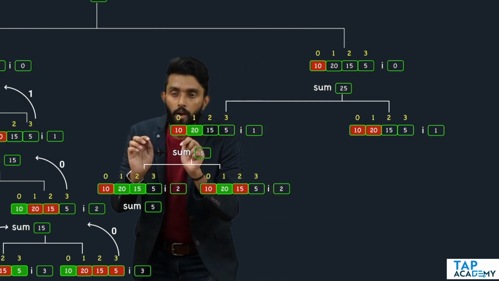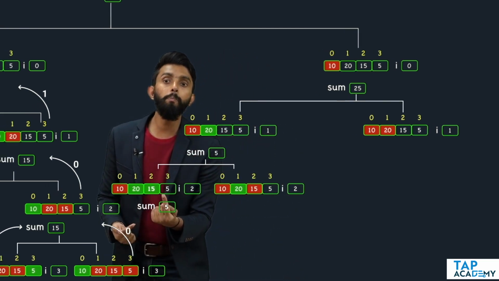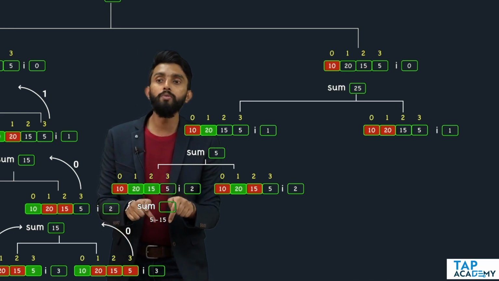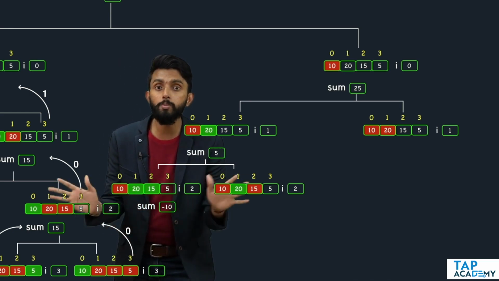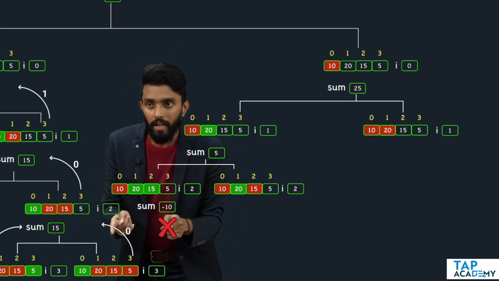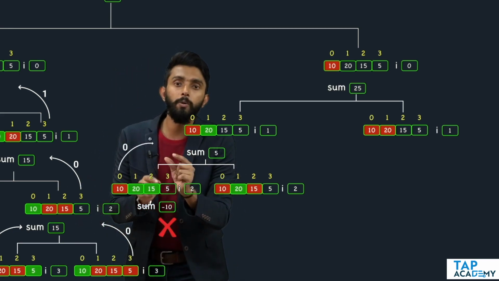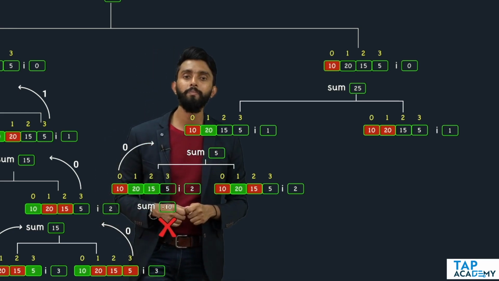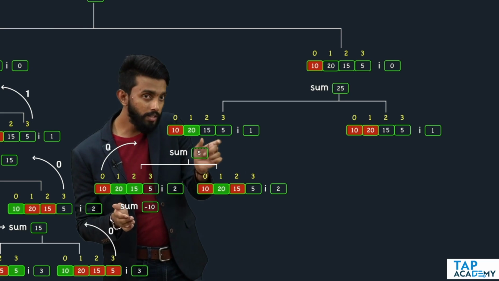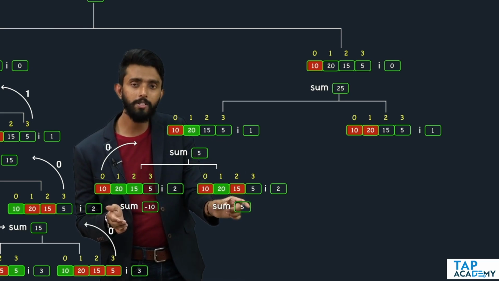I hope you are able to think. Here what happens is if I pick 15, subtract it from the sum. 5 minus 15 is minus 10. Now negative means base condition. Valid base condition or invalid base condition? Invalid. Invalid means what should you do? Return 0. I have returned 0. I will come this side where I am not picking 15. If I don't pick 15, same value of sum only. It will be as it is.